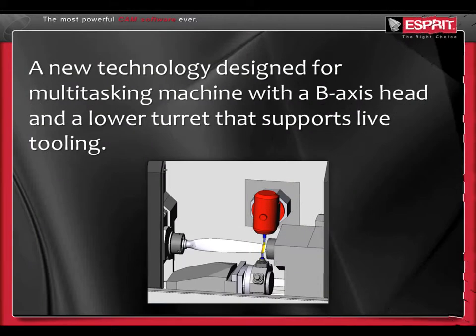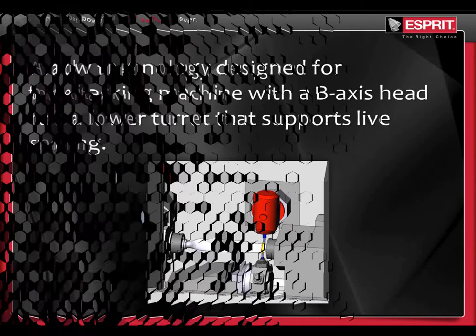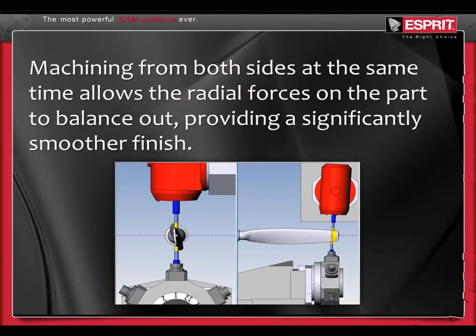5-axis pinch milling is a new technology designed for multitasking machining with a B-axis head and a lower turret that supports live tooling. Machining from both sides at the same time allows the radial forces on the part to balance out, providing a significantly smoother finish.